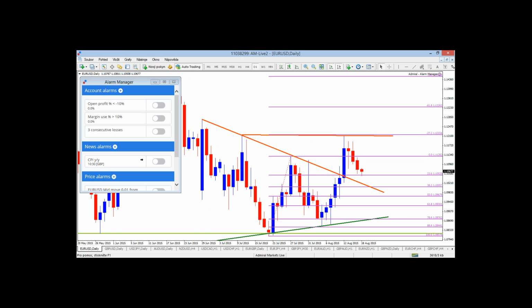The Camarilla is calculated automatically. And if you're interested in having that indicator, all right, take a look at that.